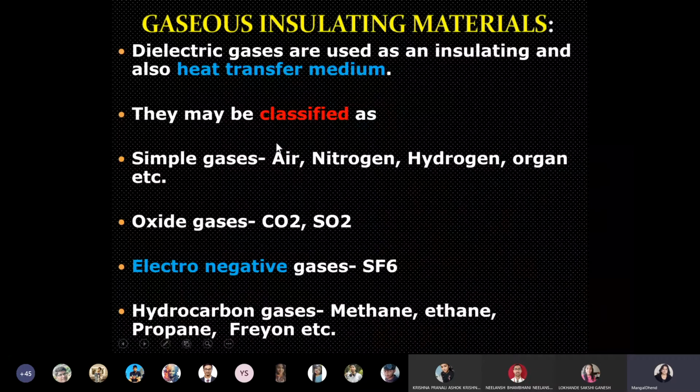Now, how can you use gaseous insulating material? They are classified as air, nitrogen, hydrogen, then SF6 is also used, then oxide gases. Oxide gases are carbon dioxide and sulfur dioxide, and SF6 is an electronegative gas. In electrical engineering applications, SF6, sulfur hexafluoride, is very popular in our electrical devices. Why? We will see that. Another class is hydrocarbon gases like methane, ethane, propane, freon, etc.